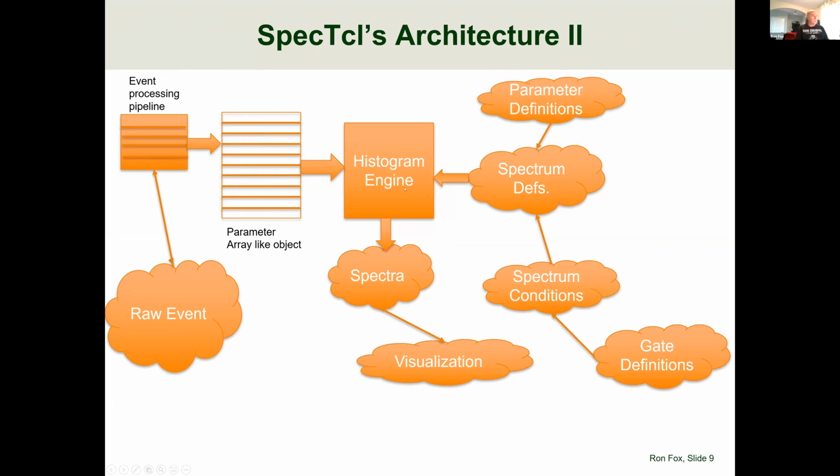It takes spectrum definitions. A spectrum definition requires a parameter definition, gate definitions, which can result in conditions on these spectra, and then for each of these events, it decides which spectra to increment and where. And then there's a decoupled visualization component. So all the stuff inside this box here, I'm going to call analysis conditions. These are the things that typically a user will change from run to run over raw data. It's important to note that this is not in the event processing pipeline.